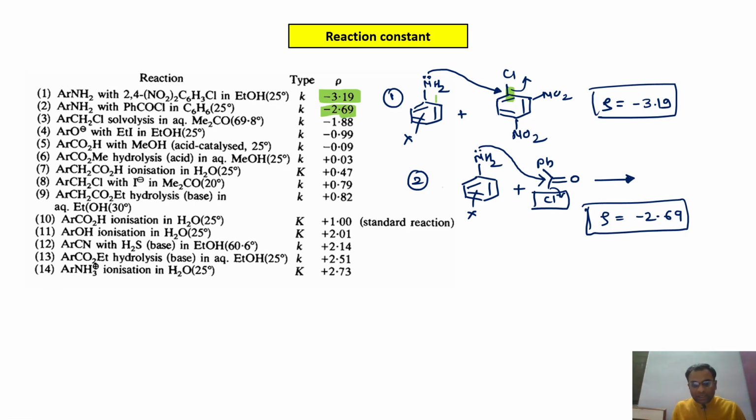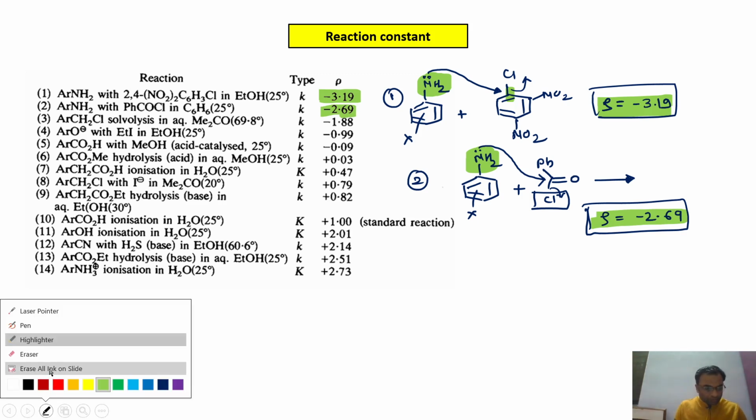So if more electron density is consumed, or more electron density is going away from the reaction center, it will have a larger value of the reaction constant. Here comparatively less electron density is going away from the reaction center, and therefore for this reaction the aromatic amine has a rho value equal to minus 2.69.